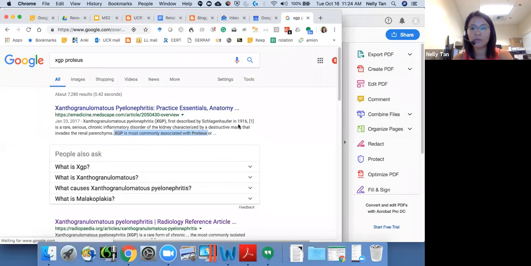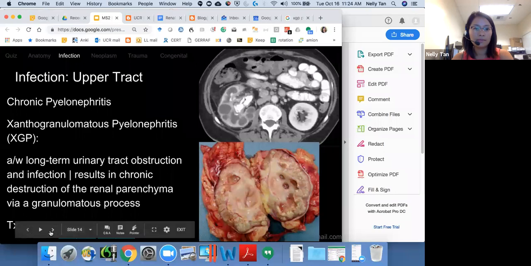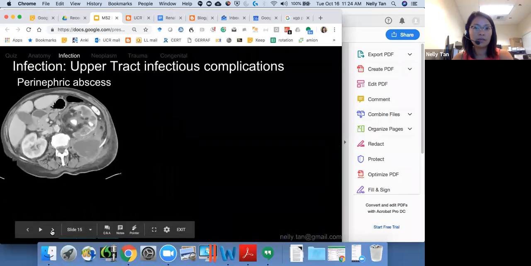XGP is most commonly associated with Proteus infection. There are complications associated with untreated infection. So one complication is what we see here.